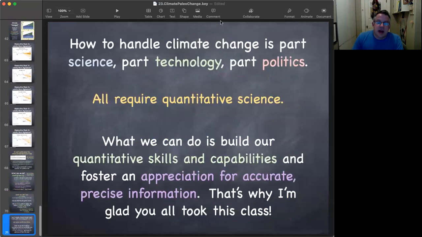All right. So how to handle the climate change is part science, part technology, part politics. All of it requires a quantitative appreciation of the problem. Our business in this class and elsewhere is to really provide that quantitative science to make all of the science developments, all the technology developments, all the political developments really make sense so that we're actually solving the problem that is the problem, not doing things that look like the problem. What we can do is build our quantitative skills and capabilities, foster an appreciation for accurate, precise information.